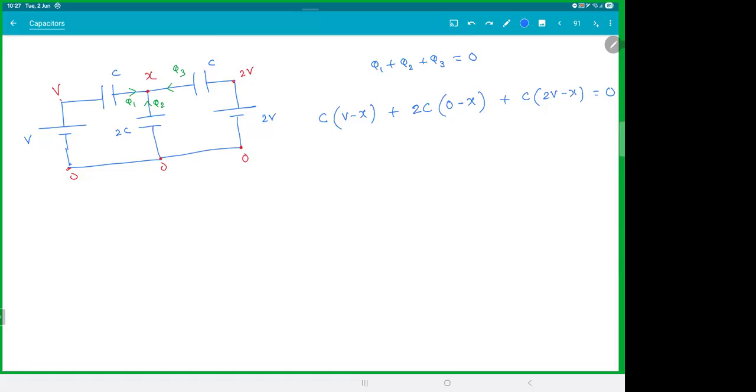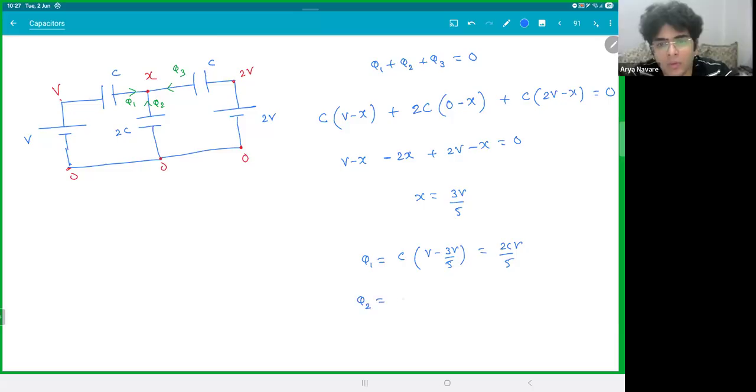So once I got this, C will cancel. Simplify this. V minus X plus minus 2X plus 2V minus X is equal to 0. X will be 3V by 5. Once I got this, I can find Q1's value. Q1 is how much? C into V minus X, 2CV by 5. I got positive, means my direction is right.